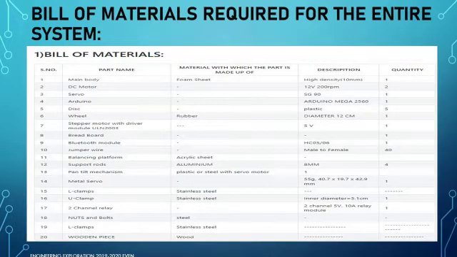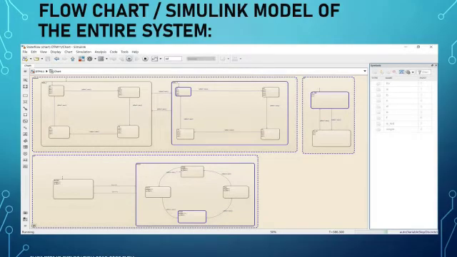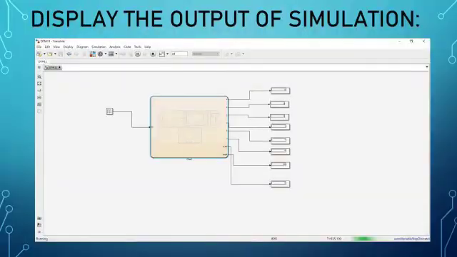Next, we have the bill of material. That includes all the materials and circuit components that are necessary to make our project. Moving along, next we have the flowchart or the Simulink model of the entire system. As you can see, this is the flowchart of our system, and our display output will look like this.